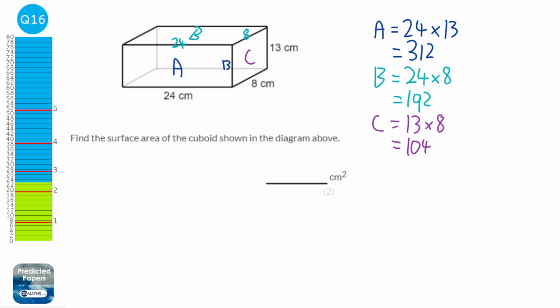Now notice that the faces all have the exact same face on the opposite side. So this one at the back is also A, this one at the side is also C, and the one at the bottom is also B.